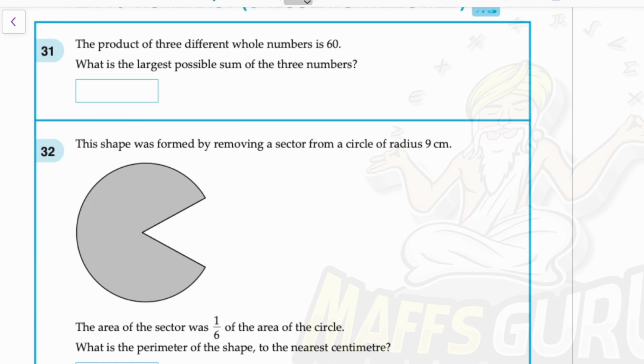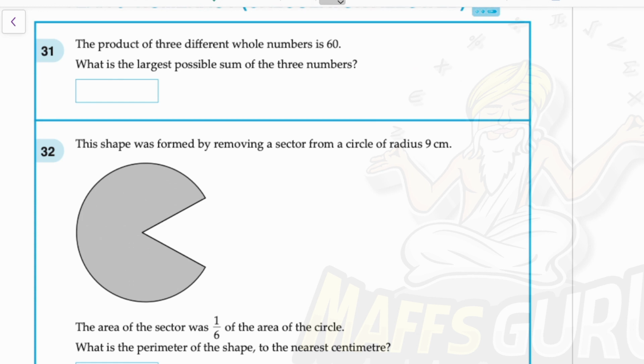Now we could do all sorts of things. We could do, I don't know, 2, 3 and 10, for example. But when we add those together, that only gives us 15. What about 4, 15 and 1? That would give me 20. So yeah, no good.